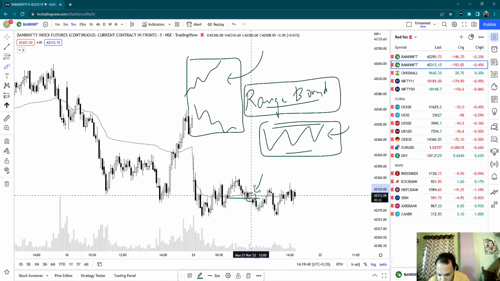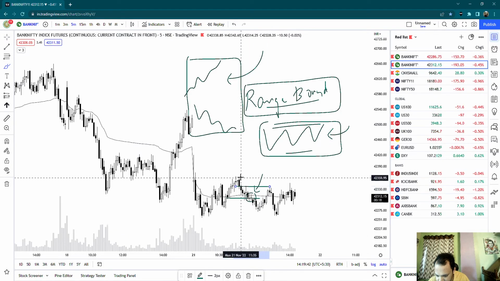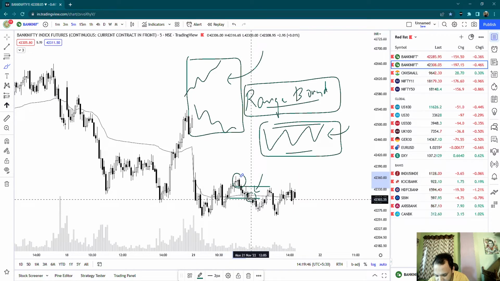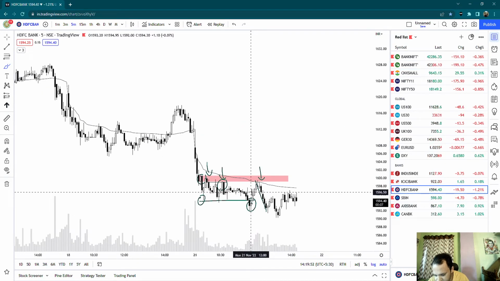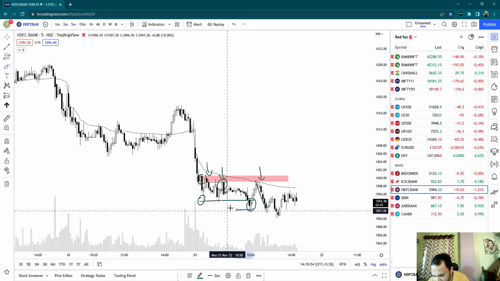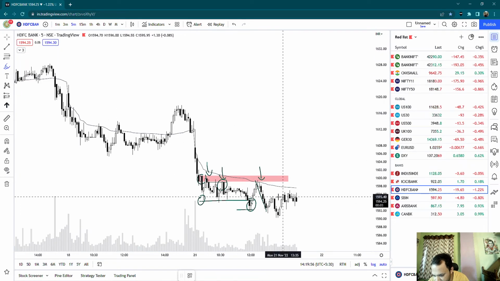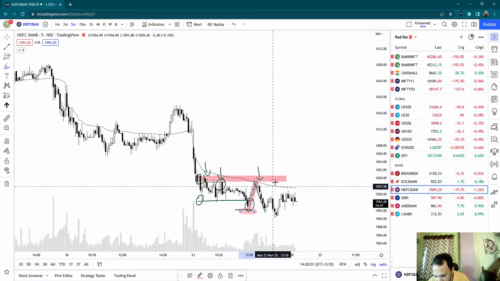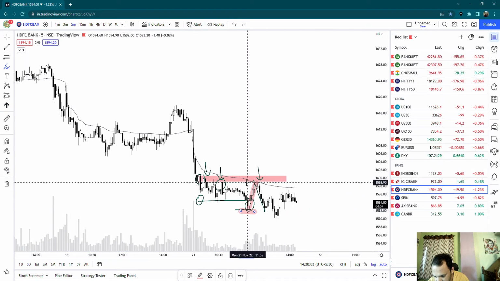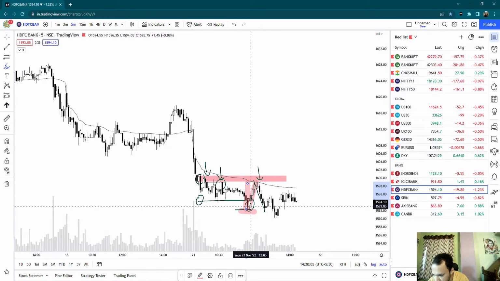Let's say you are trying to short this right here, but you are well aware that the supply is right here. Now if I look at the major banks around 12 p.m., 12:05, 12:10, what they were doing. HDFC Bank was right here, let's say this up move hasn't happened yet. Look at how far this area is from the supply. So this is not a good area to short HDFC Bank.